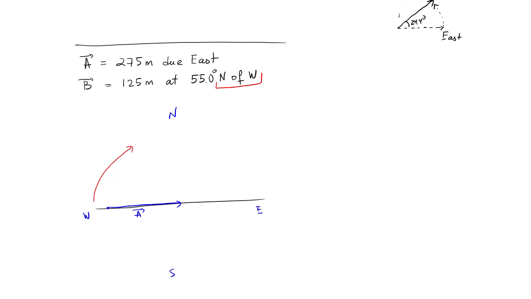Okay, so I am going to start from west, measure 55 degrees towards the north, and then put the head to tail, and then draw the 125 meter vector. So this would be my vector B. Here's the 55 degrees. Then the resultant here will be from the starting point to the ending point, so finish and start.